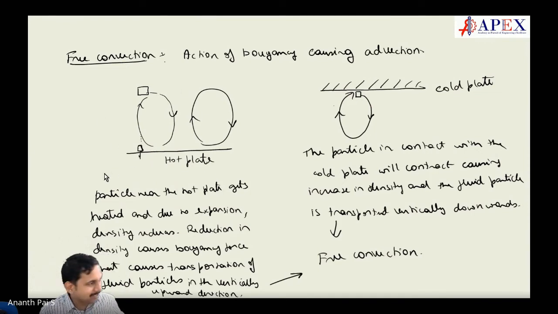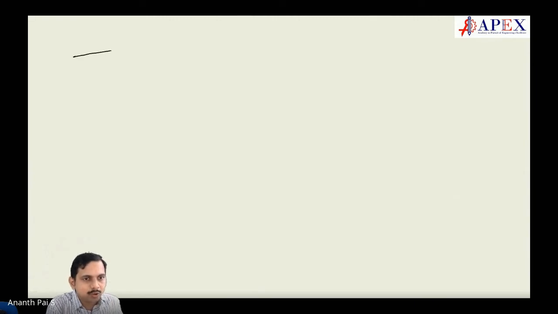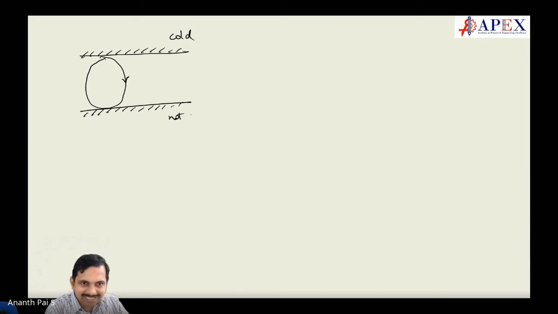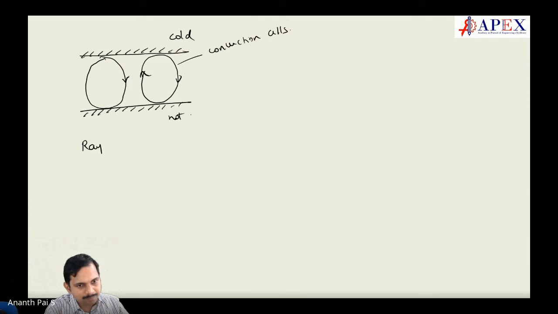Sometimes what happens is, you will have one cold plate. Let us have a cold plate. Write it along with me, students. There is a cold plate, and then there is a hot plate. Whatever is cold will come down, whatever is heated will go up, and these are called convection cells. This is called Rayleigh-Bénard flow, or convection.